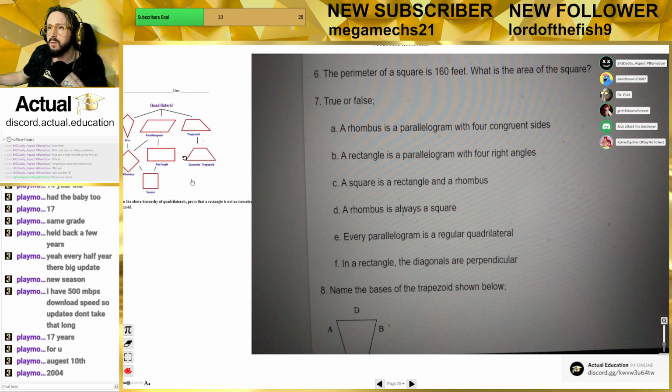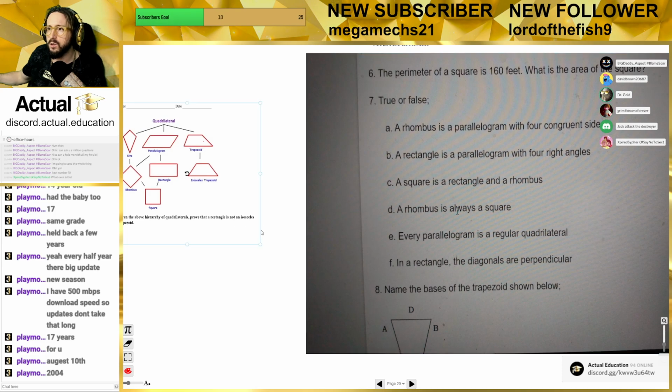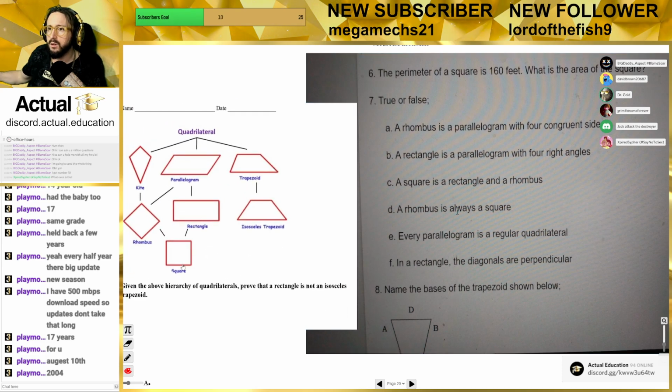Yes. No. No, right, guys? No, dude. Look, a square is a special type of rhombus. Not all rhombuses are squares, right? Only special rhombi are squares. So this is false. Next: every parallelogram is a regular quadrilateral. I think so, right? Because look, the parallelogram is under quadrilateral, so yes, this is true.